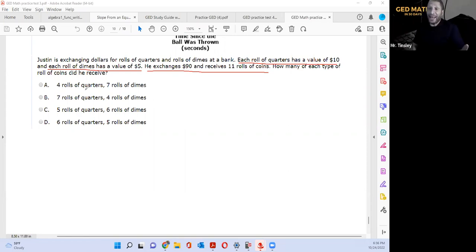So if I'm looking at A and I have 4 rolls of quarters, how much would 4 rolls of quarters be worth? $40. How did you get 40? Because each roll is $10, and 10 times 4 is 40. How much are 7 rolls of dimes worth? 35. How did you get 35? Because each roll is $5. Right. So 7 times 5 is 35. And if you add both of them up, what do you get?